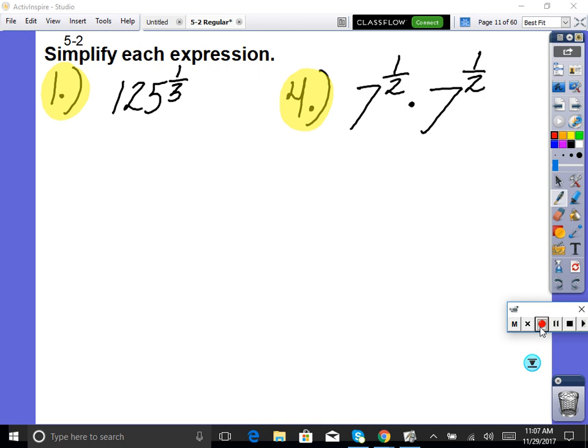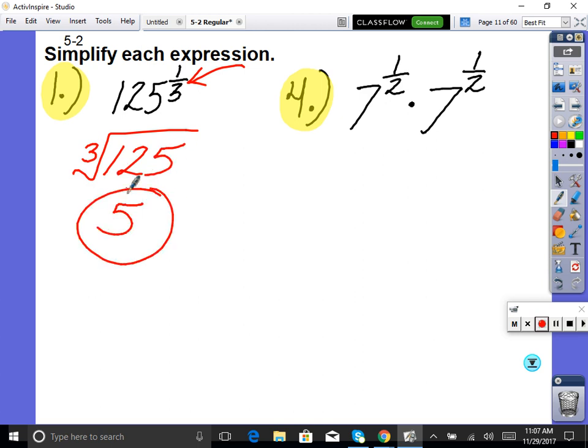So, on number 1, remember rational exponents are equal to a radical. If it says simplify, to me, simplifying a radical is easier to think about. So isn't this the same thing as the cube root of 125, which is 5? Well, rational exponents in this was not as easy as a radical, so that's why I rewrote it as a radical. Okay, let's look at number 4.